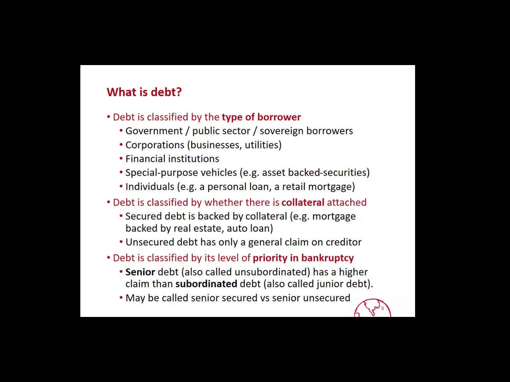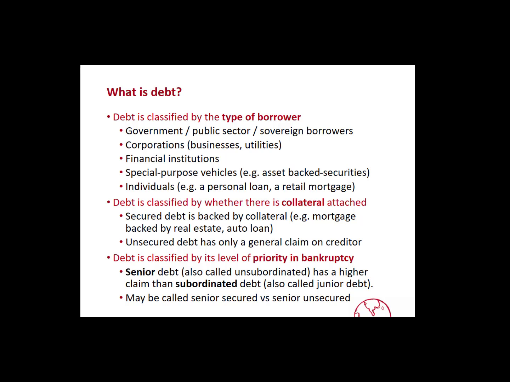One way to classify debt, once you know who's issued it, is to look at whether or not there's collateral or assets that are specifically attached to the repayment of this debt. So, for example, when we talk about mortgage debt, it implies that there is a piece of real estate that's behind this loan. Similarly, an auto loan would be backed by the physical auto itself. If debt does not have collateral attached, we call it unsecured, in which case it has only a general claim in the event of bankruptcy.